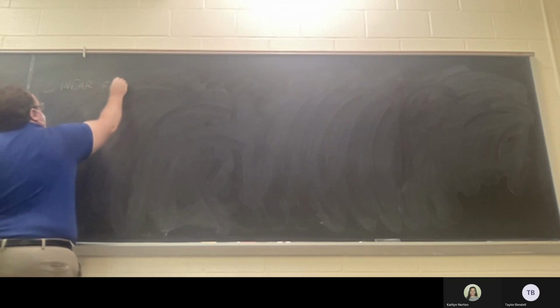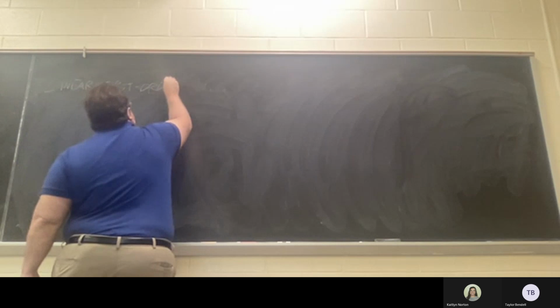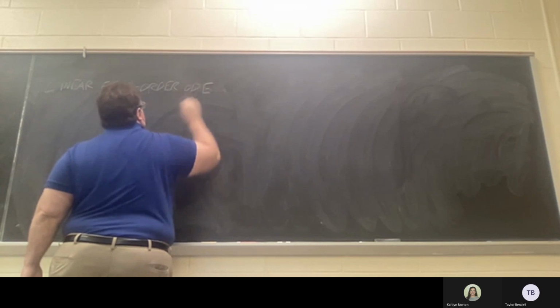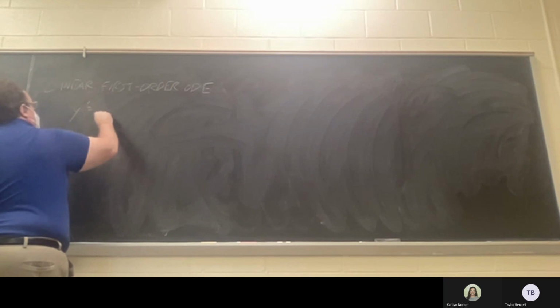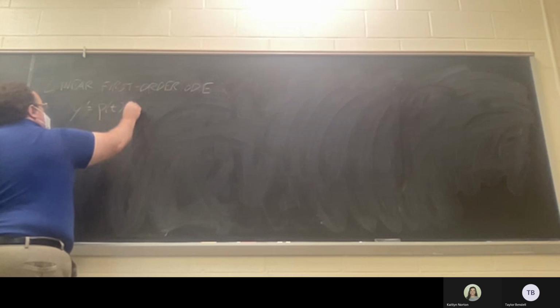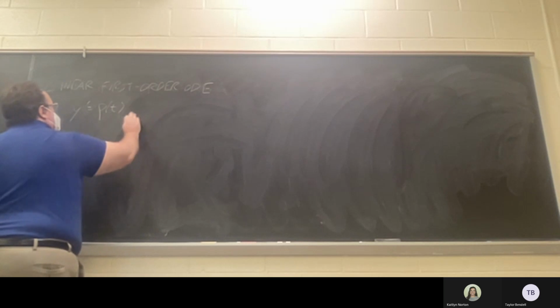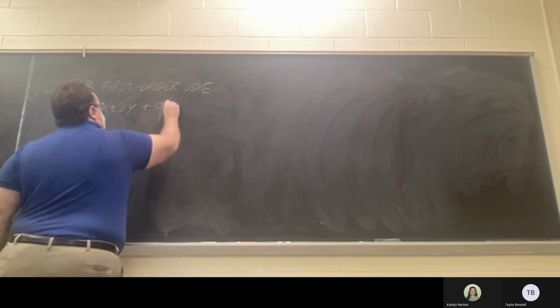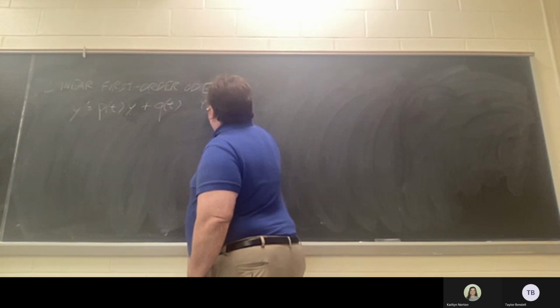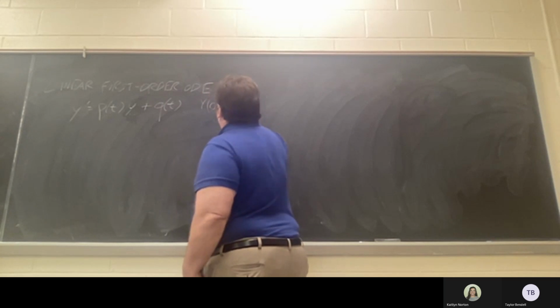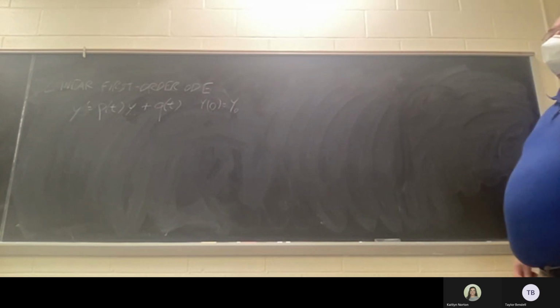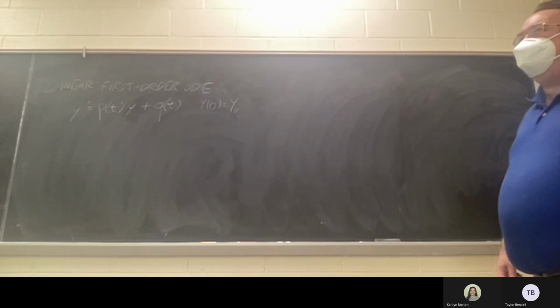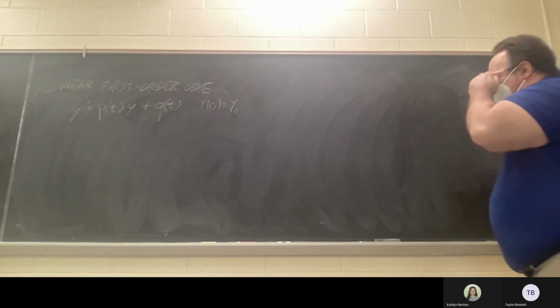For a linear first order ODE, y prime is equal to some coefficient p of t times y plus some other function q of t, and then we'll have an initial condition, y of 0 is y naught. If I wanted to be super general, I could say y of t naught equals y naught, but then just do a change of variable in t. So we'll just have the origin at 0.